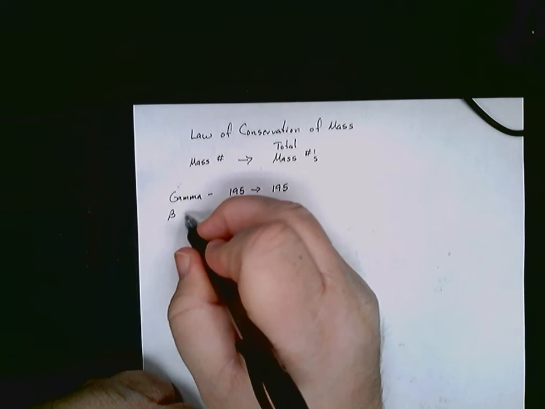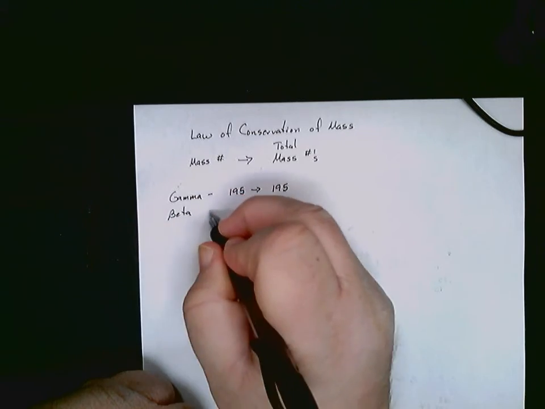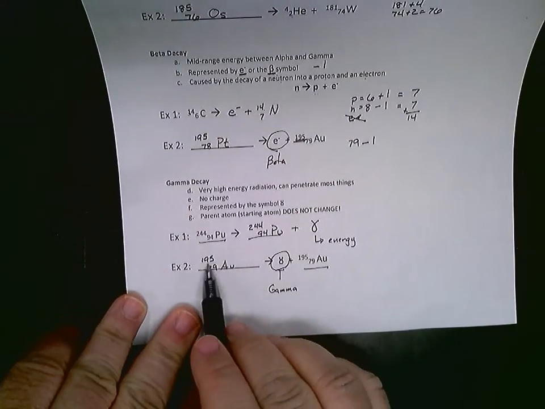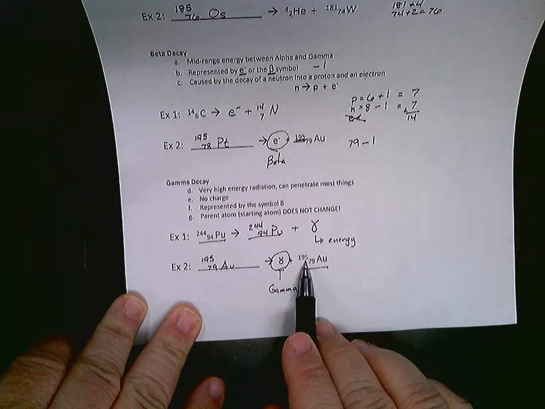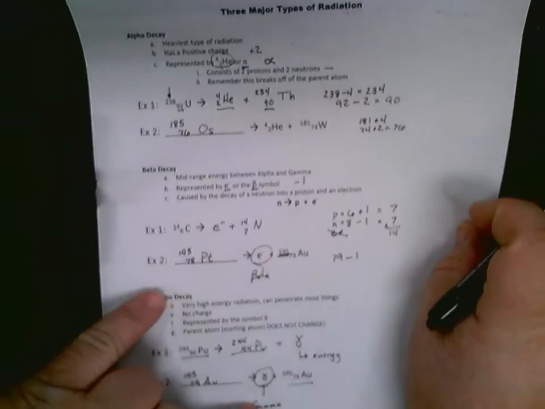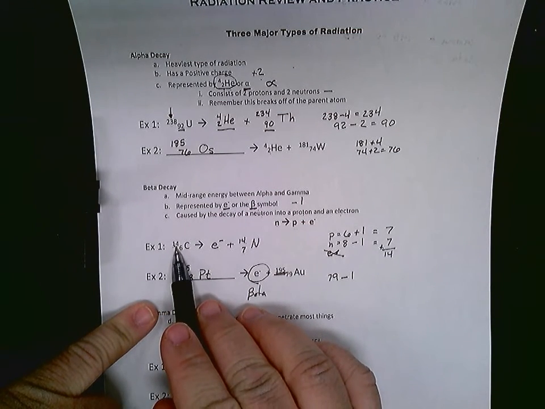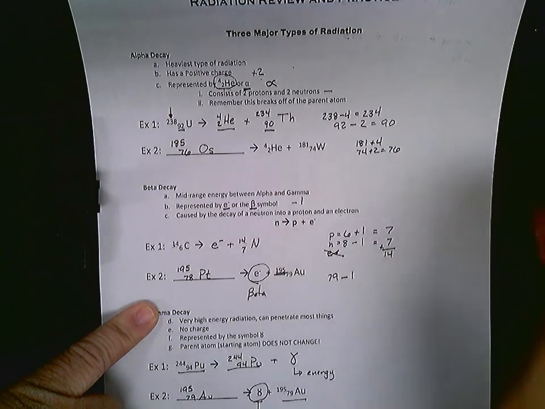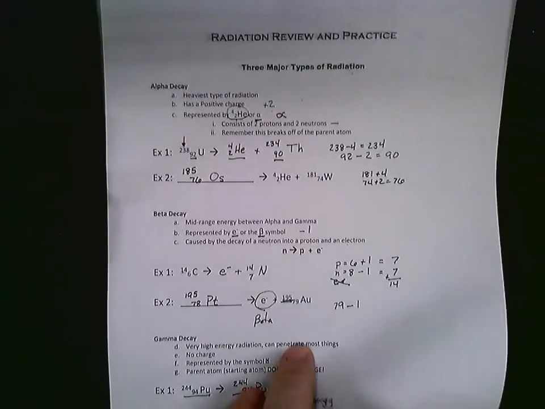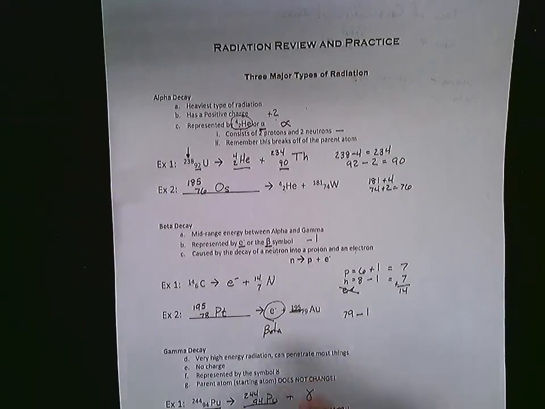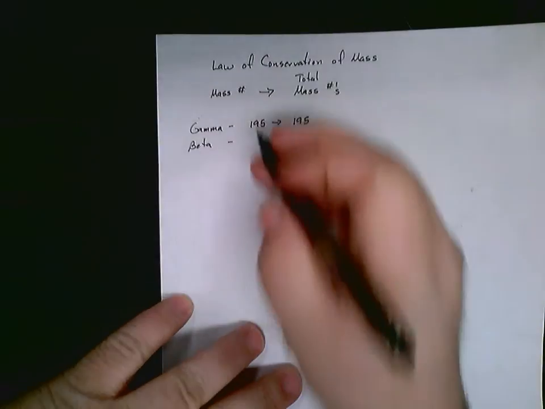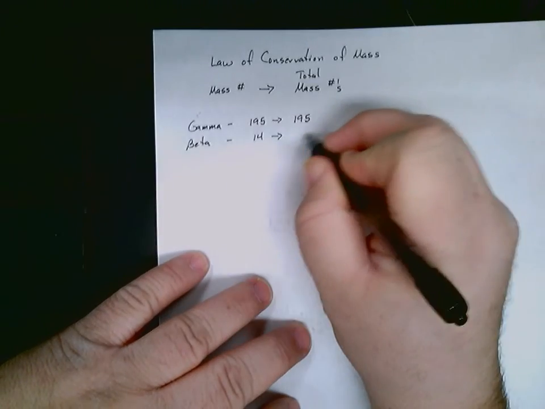For beta, coming back to our examples, we had 195, we had 195. It stayed the same. Beta is also the same. We started with 14, we ended with 14. So that's the nice thing about those two. The only one we have to worry about doing any sort of addition to is the alpha.